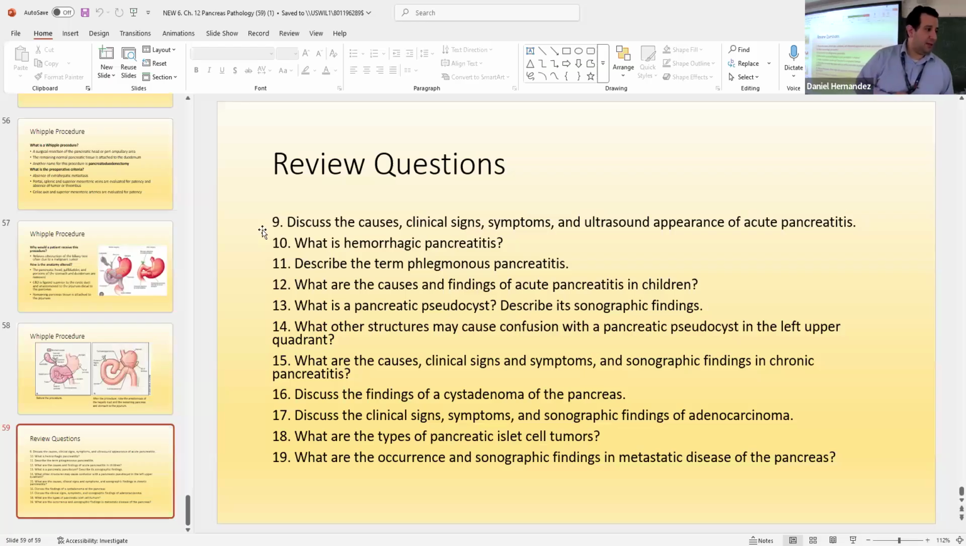Some other structures that may be confused with a pancreatic cyst in the left upper quadrant. So if a patient has a pseudocyst in the left upper quadrant, other things that might be confused for a pseudocyst: maybe there's an abscess there, maybe a renal cyst, maybe hydronephrosis, maybe you see a dilated ureter in that area. I'm just trying to think a little outside the box here.